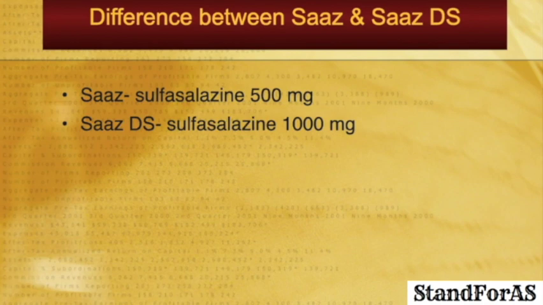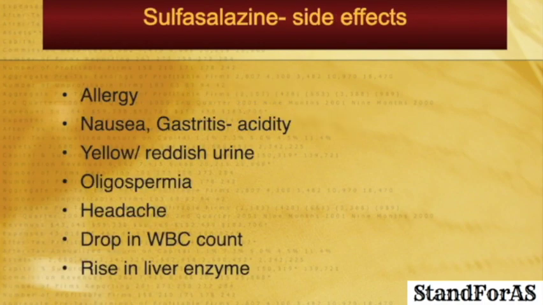What is the difference between Saaz and Saaz DS? This is a common confusion that exists for many warriors. Saaz is sulfasalazine 500 mg and Saaz DS stands for double strength. So it is a 1 gram tablet or 1000 mg tablet.